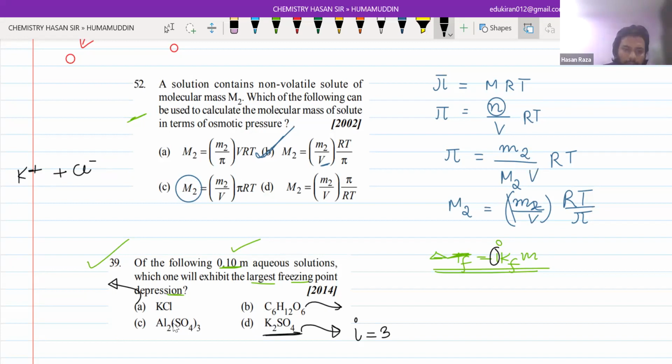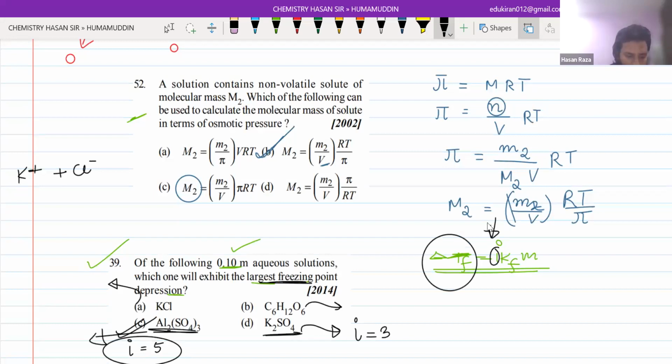That will develop your mind and knowledge as well. Now, if you are going for Al2(SO4)3, it comes quite a few times. So i is equal to 5, the maximum. So C will be the answer, because the largest freezing point depression will take place here because of this i. Are you getting my point, Humamuddin, Austin? Yes, sir. Okay.